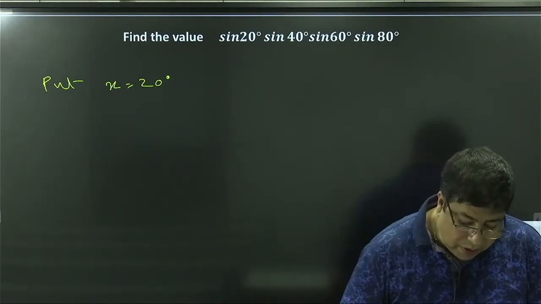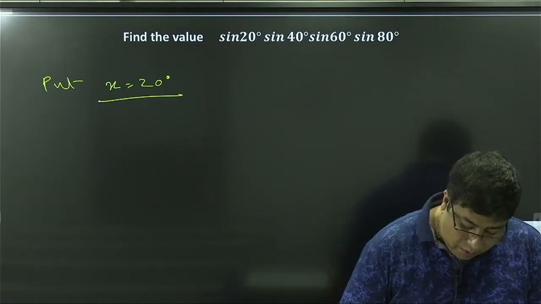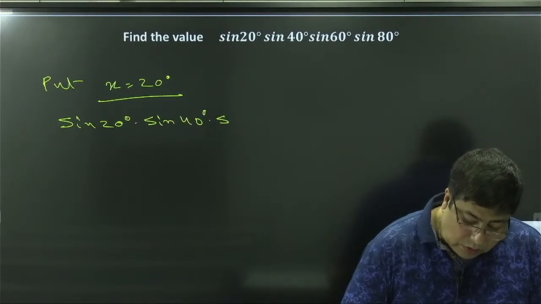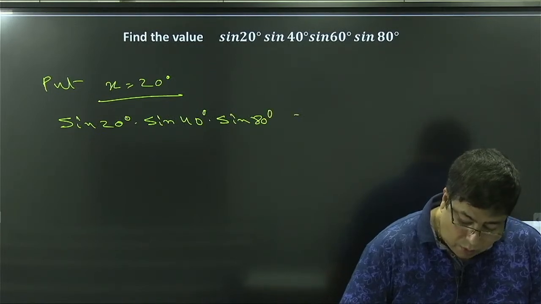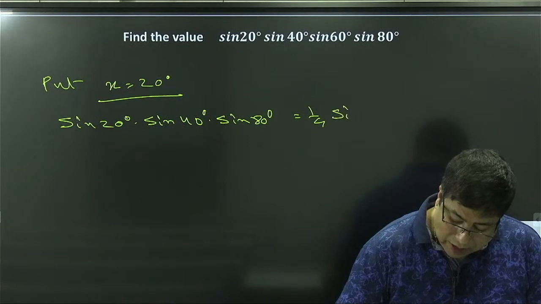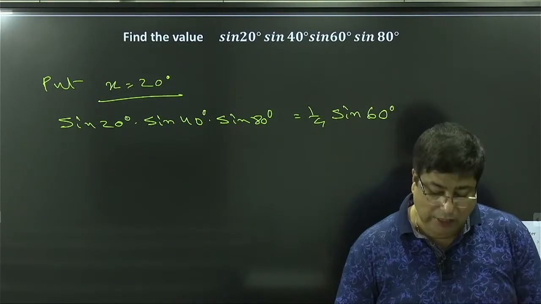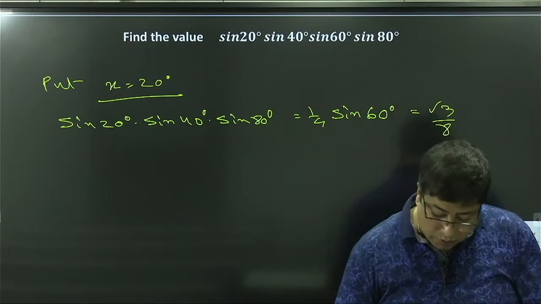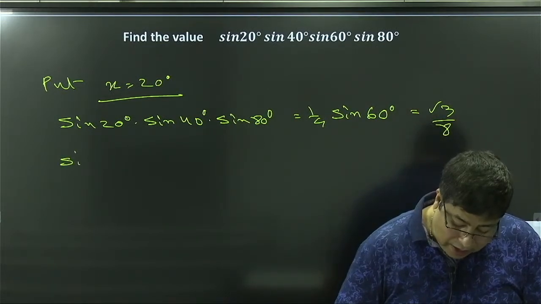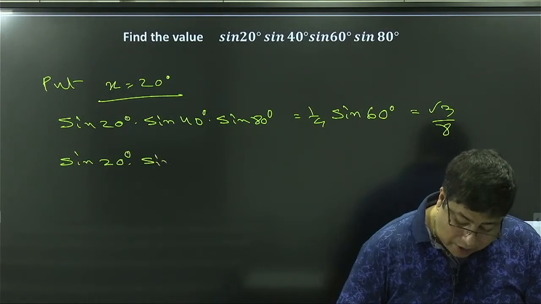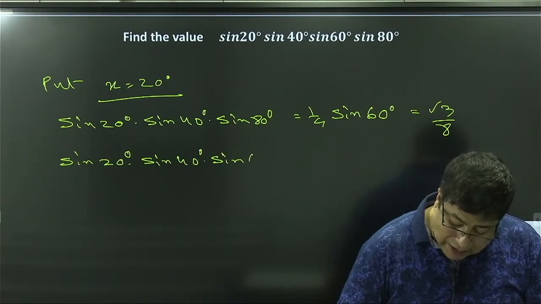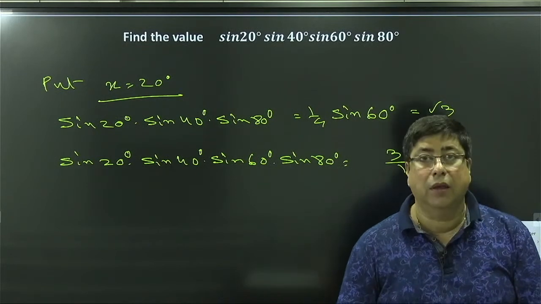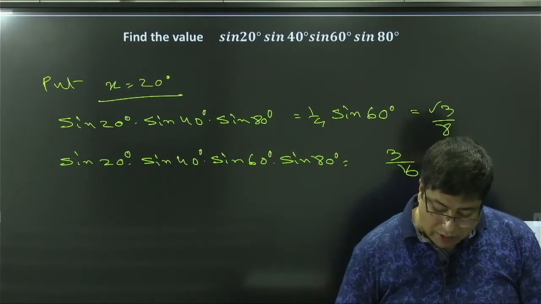Okay everybody, just put the value x equal to 20 degrees in that sine formula. We get sin 20° sin 40° sin 80° equal to 1/4 sin 3θ, and θ is 20, so 3θ is 60°, sin 60°. So this is coming √3/8. Now sin 60° is multiplied here, meaning √3/2 is multiplied here, therefore 3/16 is coming here. We have to remember this series, these are very important. Okay, so I am going to the next sum.